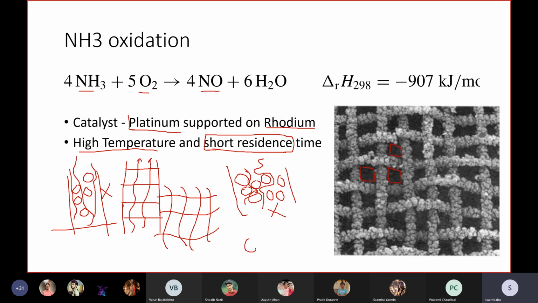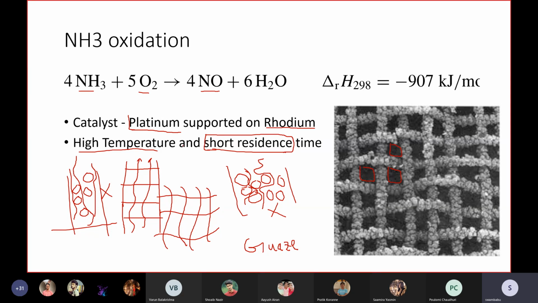These meshes are also called gauzes. I don't know exactly the proper way of pronunciation. You can see gauze cloth, we say, right, whenever we want to apply a bandage, we have a gauze cloth. So the platinum-coated rhodium wires made into these meshes or gauzes are used as a catalyst in the ammonia oxidation reaction.